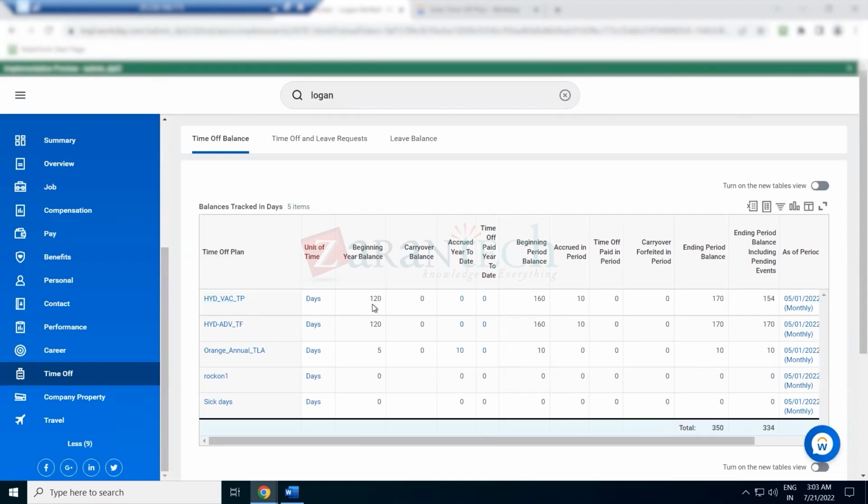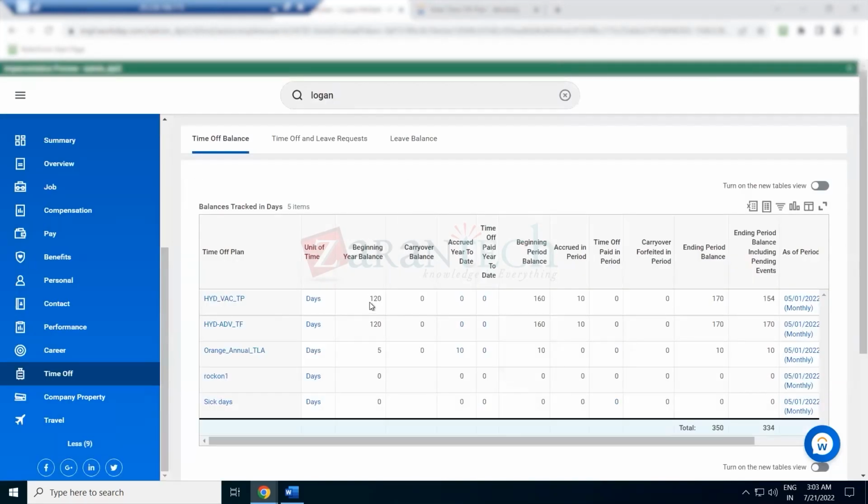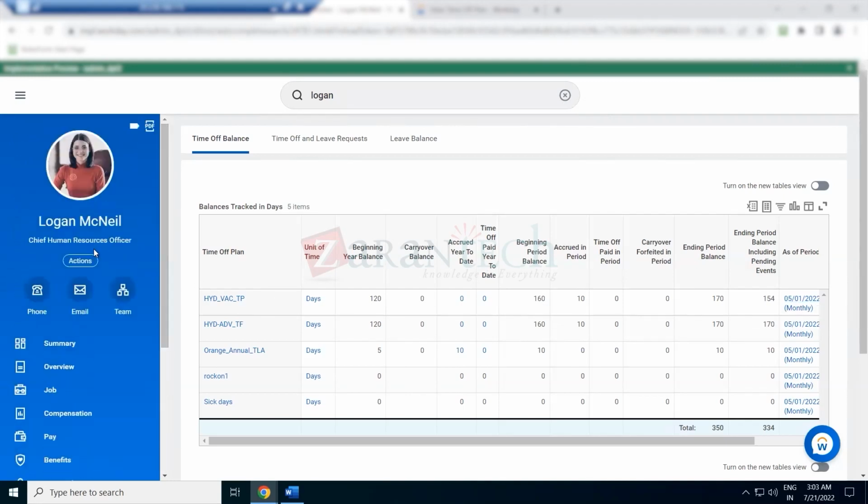The beginning year balance is for this particular year. What was the start balance? This is basically the current calendar year YTD. What balance did you have on the 1st of January? That is the beginning year balance. The beginning period balance is what balance you have on the 1st day of May. Maybe you have got some balances last month. The ending period balance, let's see that in a detailed way.